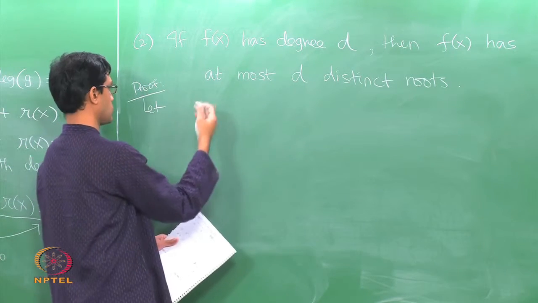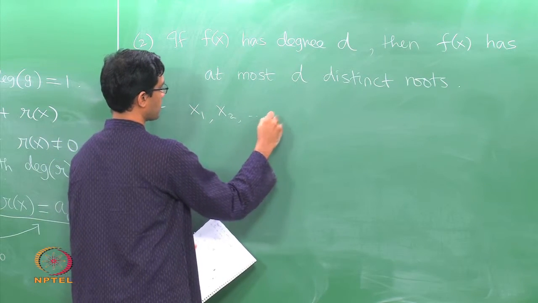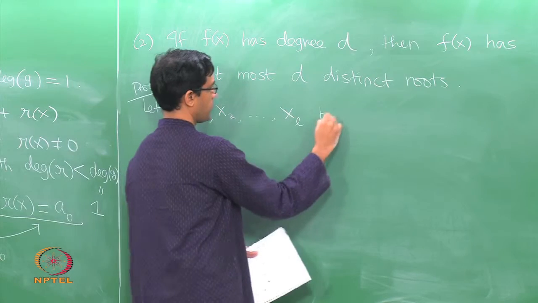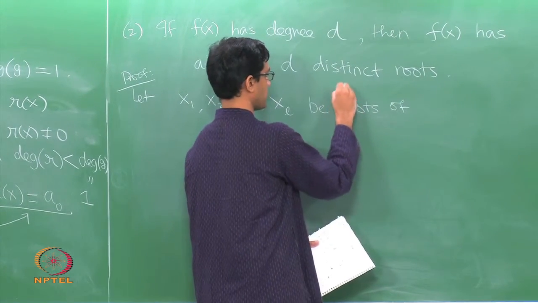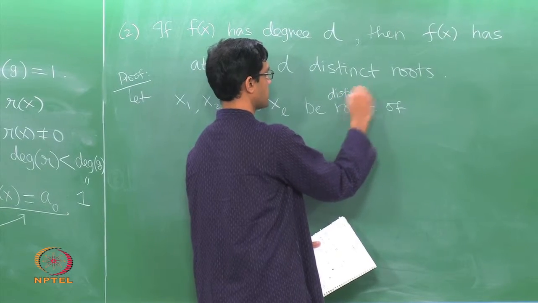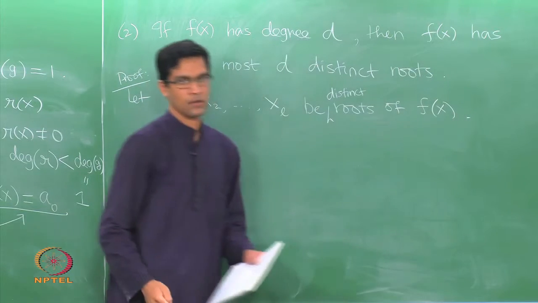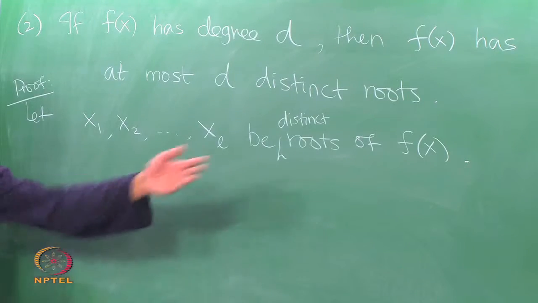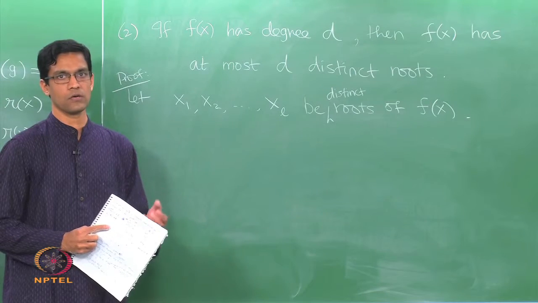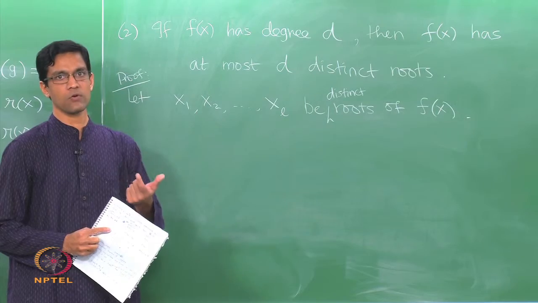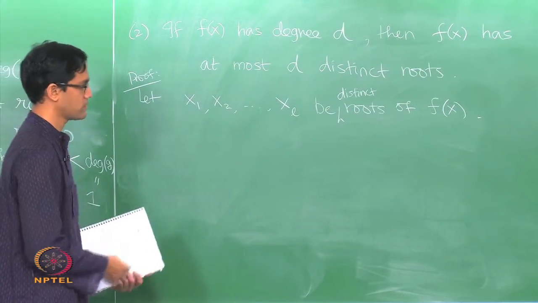So let us write down all the roots. Or let us say suppose we know some number of roots, let x1, x2 till xl be roots of f, let them all be distinct. Okay, so I am looking at different numbers, distinct roots of f. So now we use the first application where it said anytime I have a root a, then x minus a divides the polynomial f. So f can be written as x minus a times something.